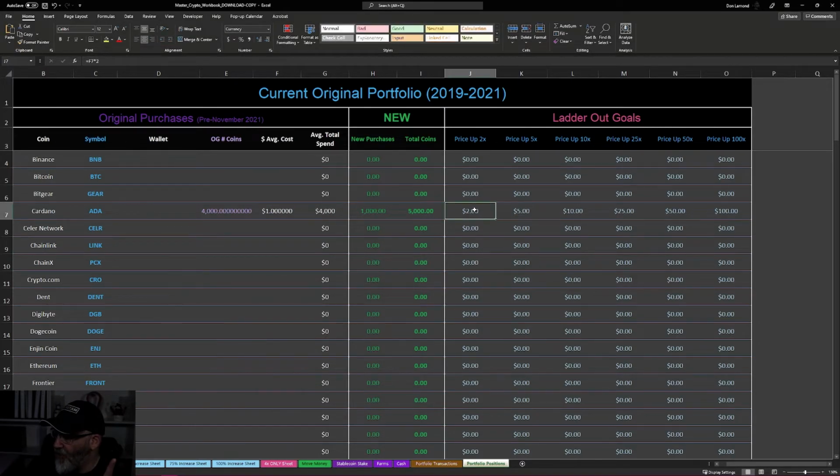Now you see that it's $2, because at an average cost of $1 for my 4,000 tokens and my additional ones right here, which I don't even consider, I just let that ride in, is $2 based on twice this, 5 times this, 10 times this. And that's just for me to see, generally speaking, when am I in the ballpark of looking to cash out of some of my coins and realize some profits and move it to real estate or whatever I'm going to do. So that's what this does for you.